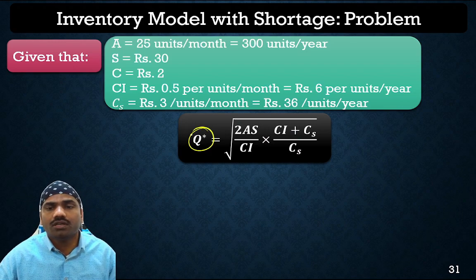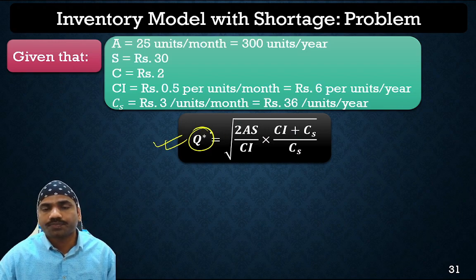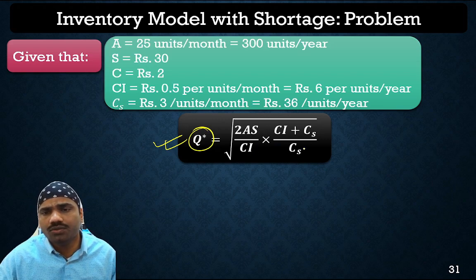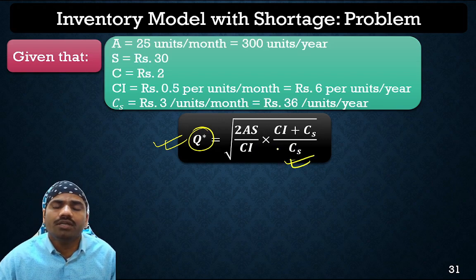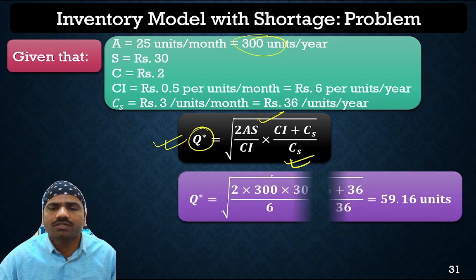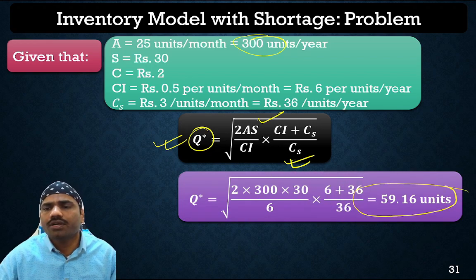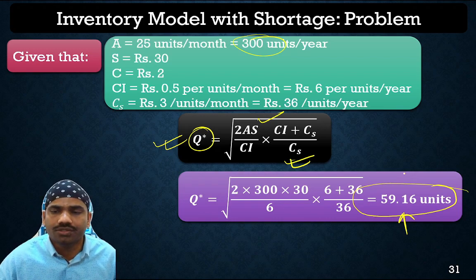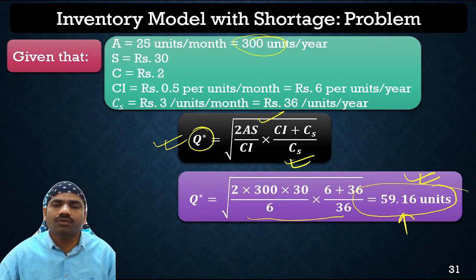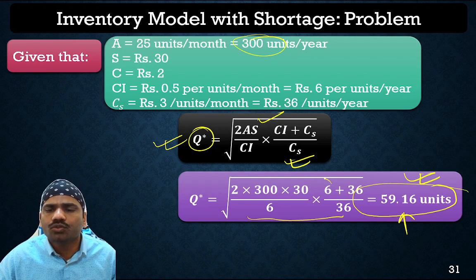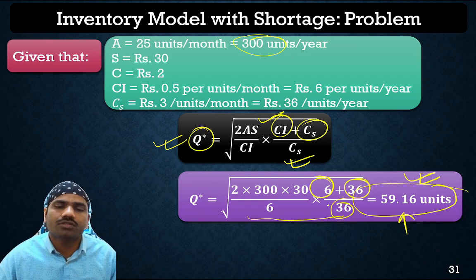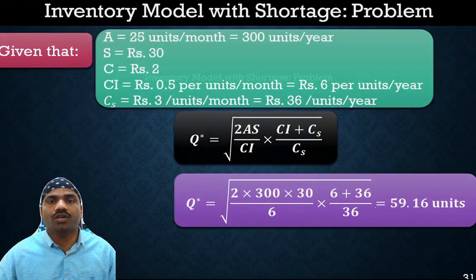We can find the economic order quantity by this particular relation: square root of 2AS by CI into (CI plus CS) by CS. We have A as 300 units, S as 30, CI as 6 rupees as the inventory carrying cost, and shortage cost rupees 36. We place these values and solve this expression, and we get the economic order quantity as 59.16 units.